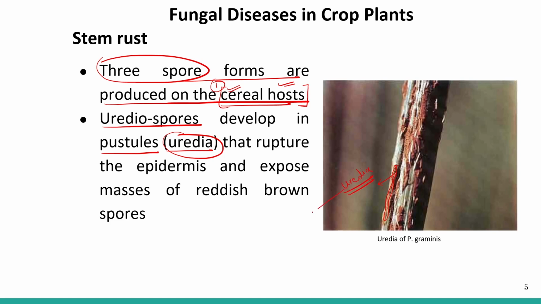Now this uredia contains which spore? Urediniospores, right? At first it is covered, but when it ruptures, all the spores are released into the environment. So it ruptures the epidermis and exposes masses of reddish brown spores. All the spores come out when the epidermis of the stem gets ruptured. So this is the first spore, the urediniospores, that occur on the cereal host.